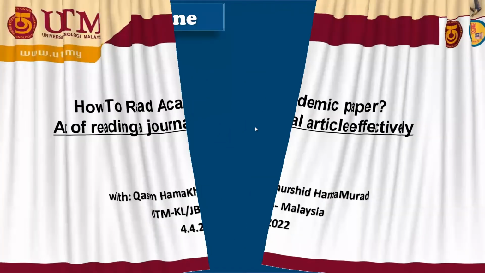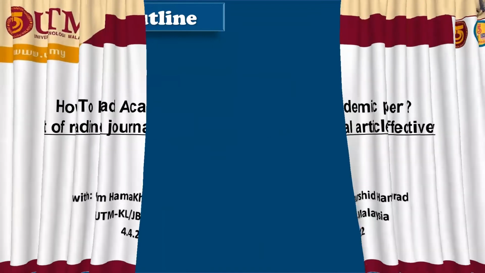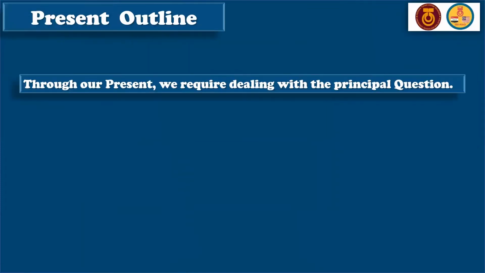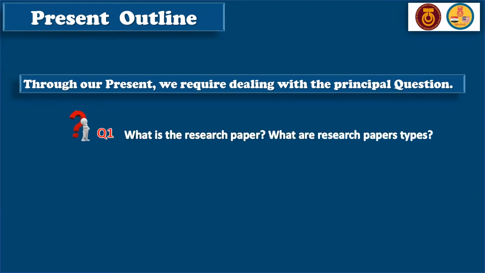Really, before we start, you must have something to understand about the article. Through our presentation, we need to deal with three principal questions. The first one: what is a research paper, and what are the research paper types? Before we try to understand how we read a paper, at first we must understand what a research paper is and what the research paper types are.